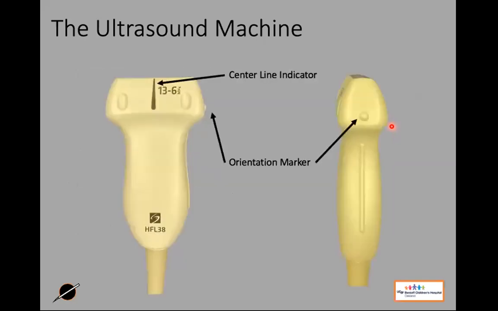Some things about our ultrasound probe. These are going to be key for placing that IV. That mark on the left here, use my laser pointer here, that's our center line indicator. We'll talk about that more in a minute. And then also this little orientation marker here on the side of the probe.